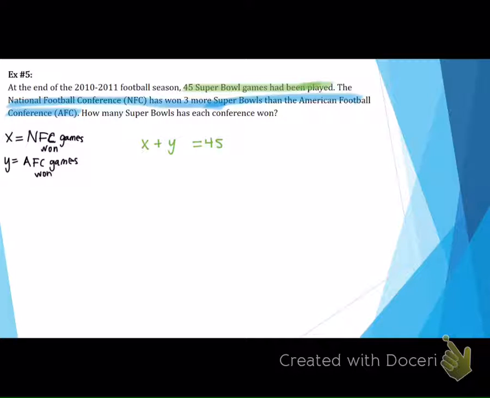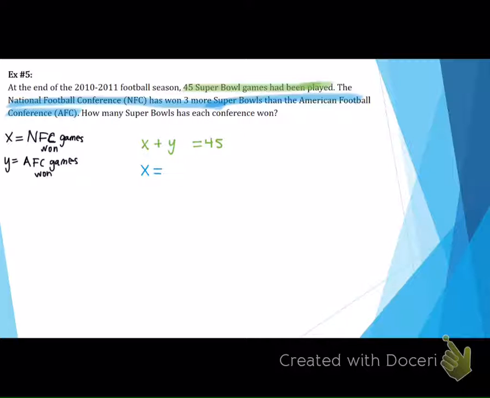Okay. So the next one has to do with that second equation. We have used the number 45. Do not use it again. Once you've used something, don't reuse it. We're only looking at the blue highlight now. It says NFC has won 3 more Super Bowls than the American Football Conference. Who has more wins right now? The NFC should have more wins. How many more? So the NFC has to equal something because that's going to be the more wins there. How can we find the number of wins if the NFC has 3 more than the AFC?